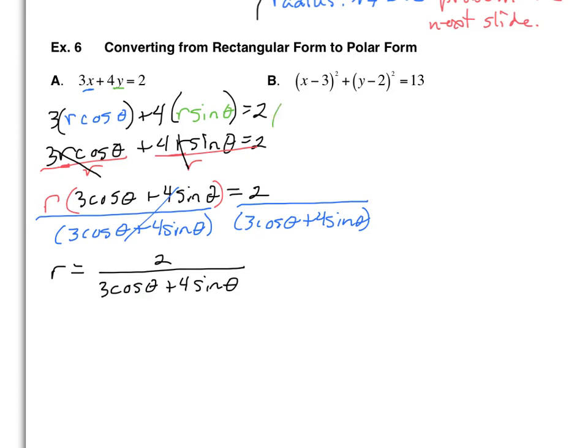Okay, so then let's look at example B. So example B, what is the original graph of? A circle. So we're going to get it into polar form. So I have to get rid of the x's and the y's. I could use a direct substitution like we did here for the x's and the y's, but I don't want to square that. I certainly don't want to get a sine squared and a cosine squared in there. So instead, you need to expand this out properly and expand that out properly.